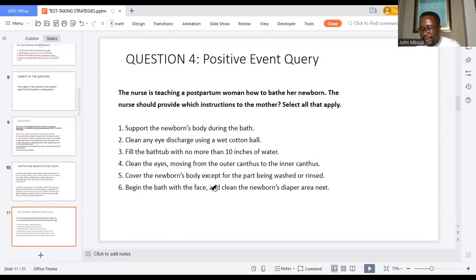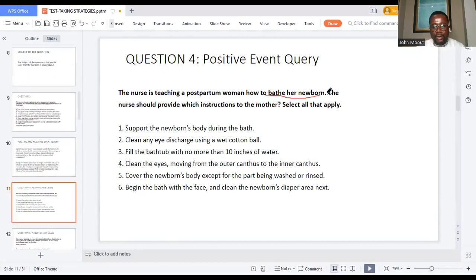First, apply your subject. The subject is bathing a newborn. So what will you teach the mother on how to bathe a newborn? What are the instructions that you're going to give on how to bathe a newborn?